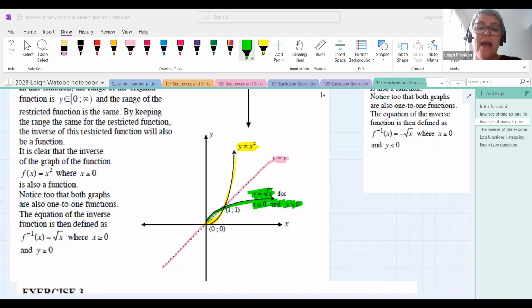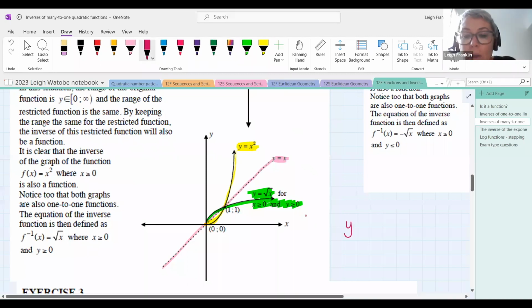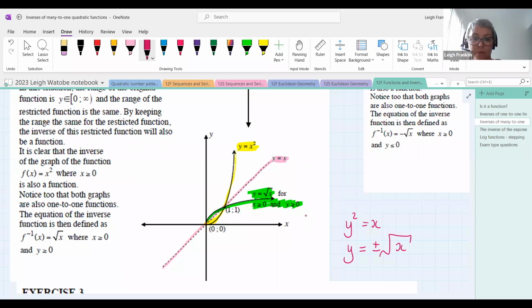Let's talk about this a little bit further and see how it goes. The other thing that I need to point out to you in this situation is that, recall, we had said that when we take a square root, in other words, when we ended up with y squared equal to x and we wanted to make y the subject of the formula, y is going to be equal to plus or minus the square root of x.